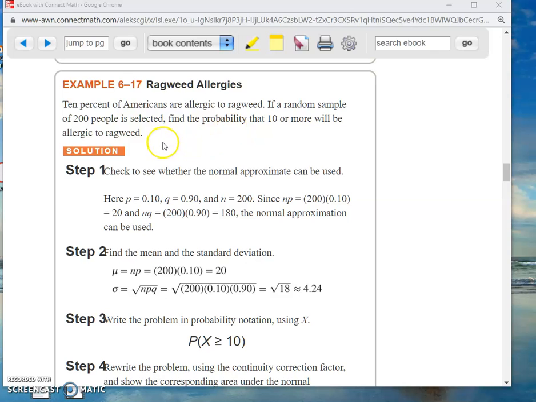In any event, this problem is 10% are allergic, 200 people are selected, find the probability that 10 or more will be allergic. Okay, so how would you solve this?